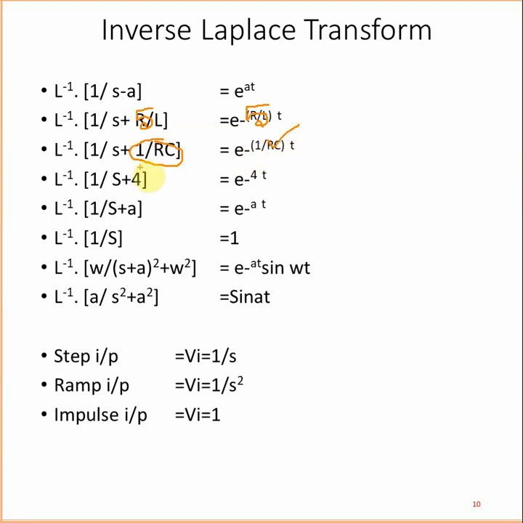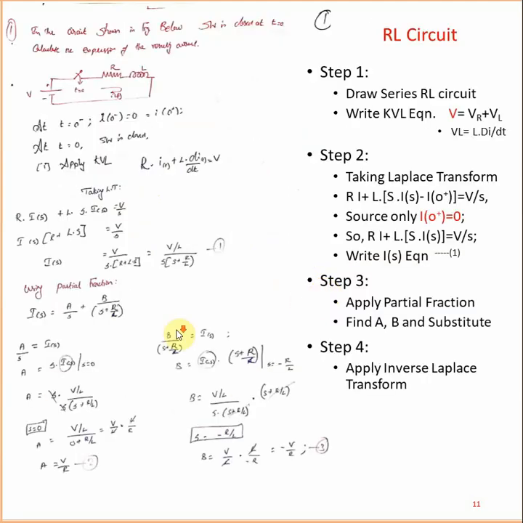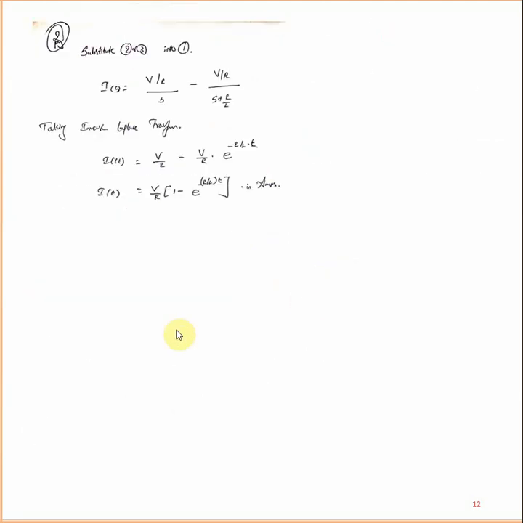A plus is replaced into 4 plus 4, so minus. Only 1 by s, then the answer is 1. This you need to know. Then partial fractions you know. Okay, let's go ahead, one more derivation I will teach you. You may see about your level of understanding.